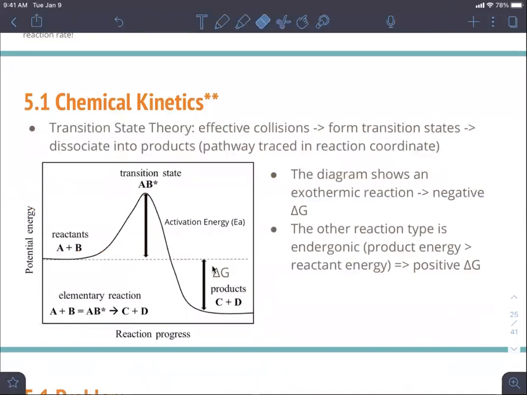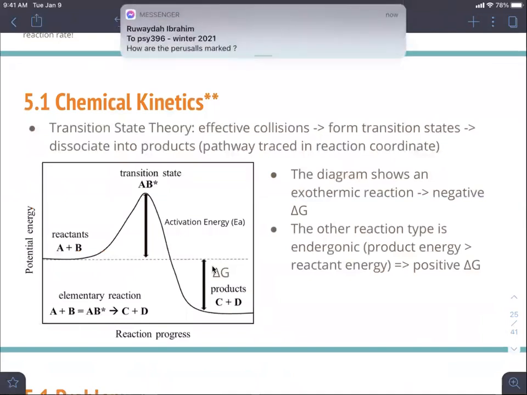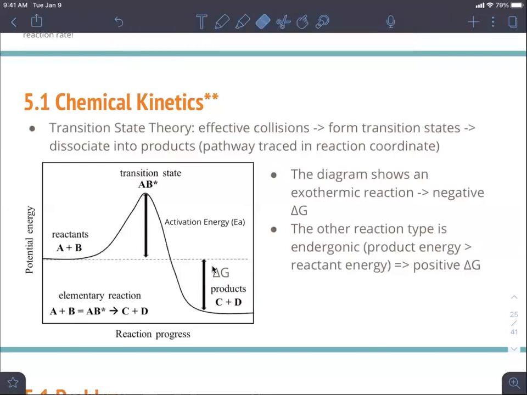So chemical kinetics, one last thing is the transition state theory. This just means that effective collisions form transition states, which eventually dissociate into products. This is part of what I was talking about: equations aren't just the formula. There are a bunch of steps that happen until you get to the formula, and those steps include transition states.